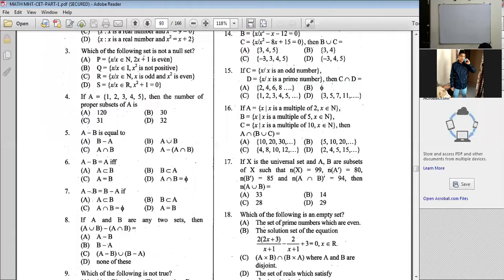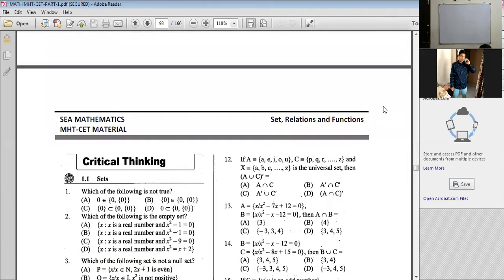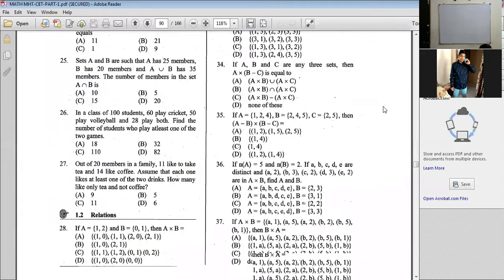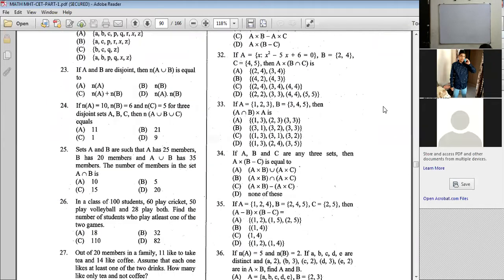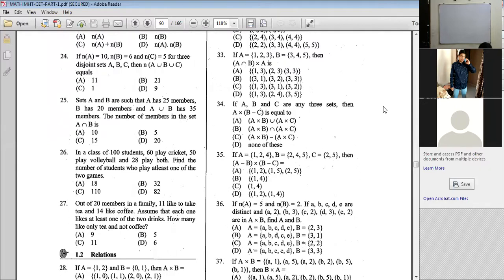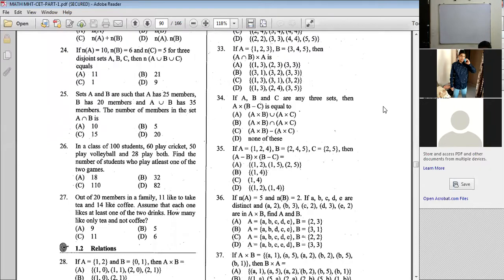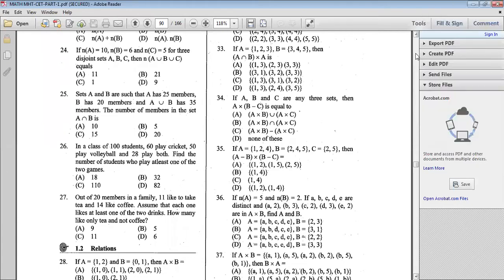Okay, open the material. In that material, in the classical thinking, I think we have completed almost 24 or 25 problems. Now, look at the 26th problem from the classical thinking. Let's observe this problem.